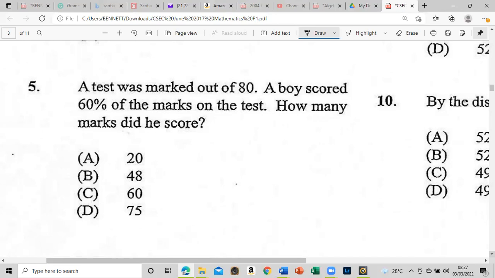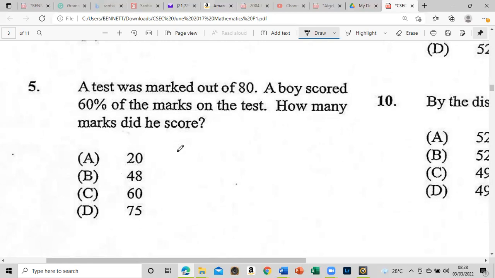There are two ways to do it, guys. Since it's multiple choice, you could do what we call trial and error. So we know that it's not 20, right? We could try 48 out of 80, or 60 out of 80, or 75 out of 80, and see which one of them gives us 60%. Or you could do it the mathematical way. Just in case you go in the exam and you don't remember, you can try these numbers, put them over 80 times 100%, and see which one gives us 60.